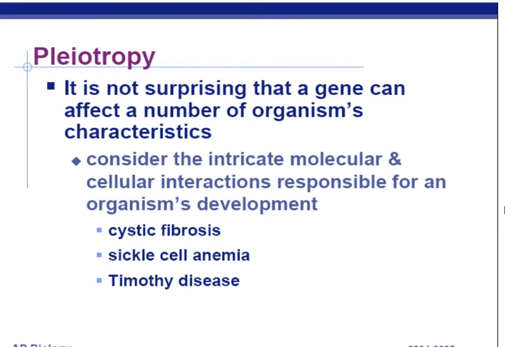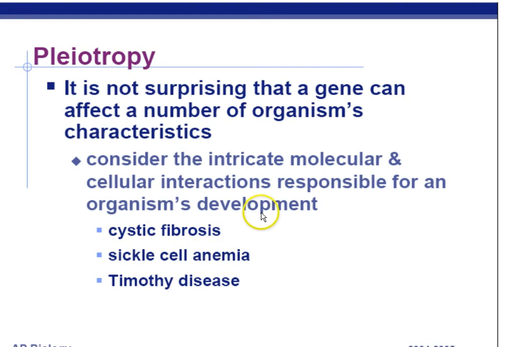Pleiotropy is where one gene has multiple effects. For example, if you get the mutated gene for the proteins in your lungs for transport of salt, or the mutated gene for hemoglobin or some other things, what happens is that one gene causes a whole bunch of problems.